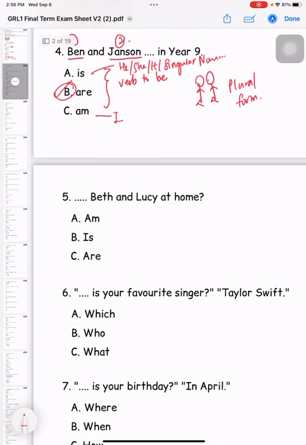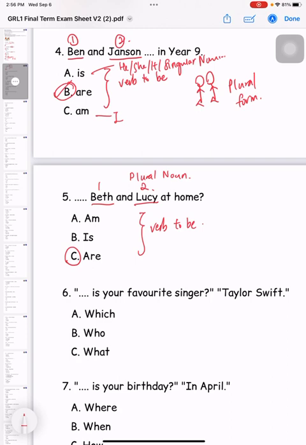Okay, number 5. Beth and Lucy at home. Same thing. We have to choose the verb to be. So which one is the right verb to be? How many people? Beth and Lucy. 1 and 2. That's why, same thing, it's plural. Plural means more than 1. So we have to choose are, right?